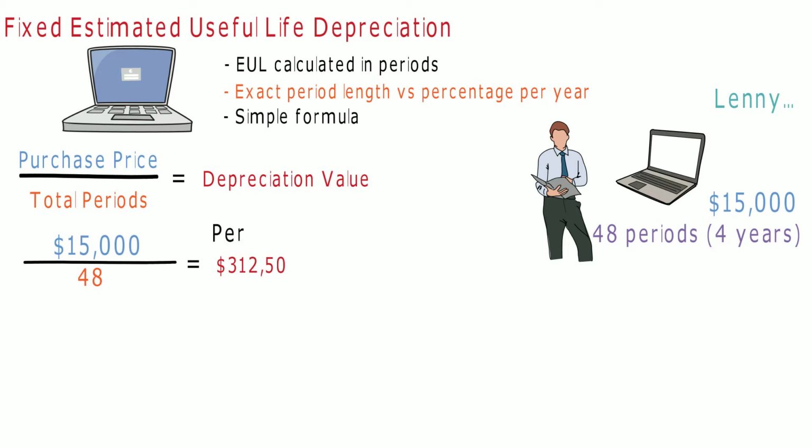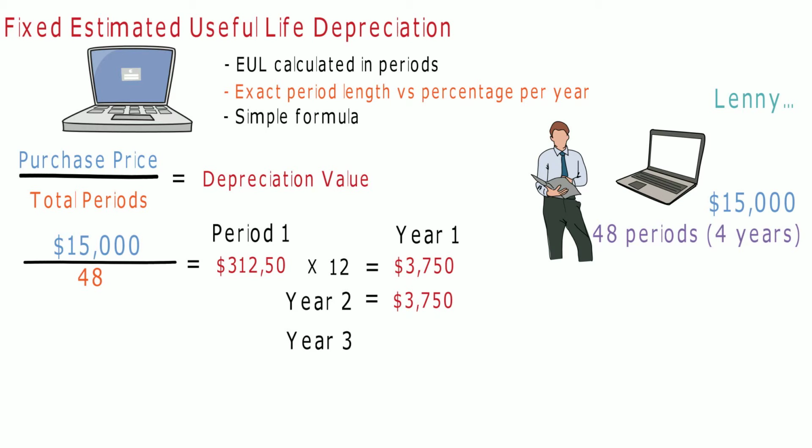$312.50 for each period. Multiplying this by 12 will give us a yearly depreciation of $3,750. This depreciation value will remain constant throughout the asset's life. After 4 years, Lenny will replace the computer and the cycle will begin again.